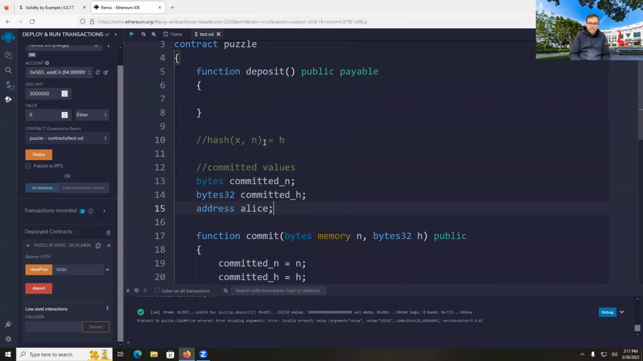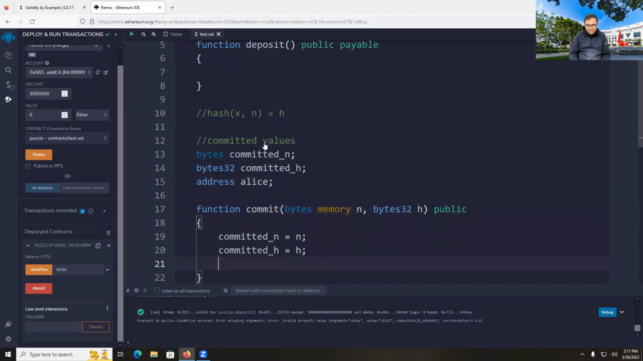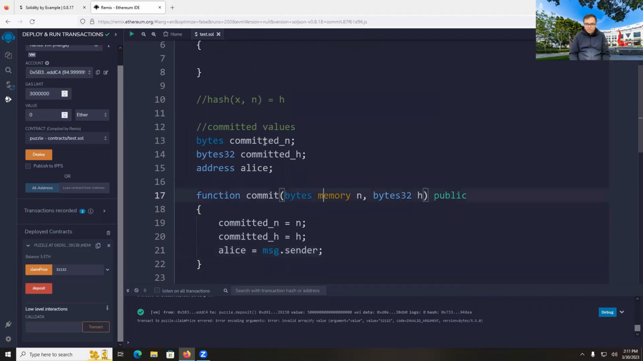Let's call this just Alice. And I say Alice is MSG.send. Okay. So the only thing that this commit function is doing is that it's saving n and h. Okay.